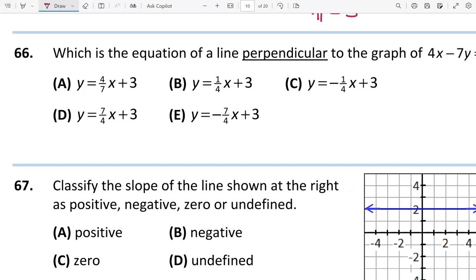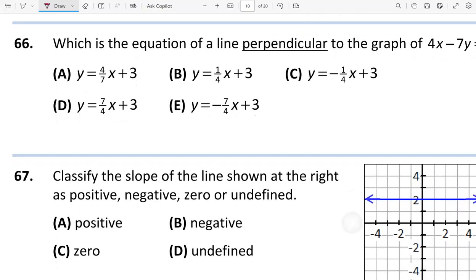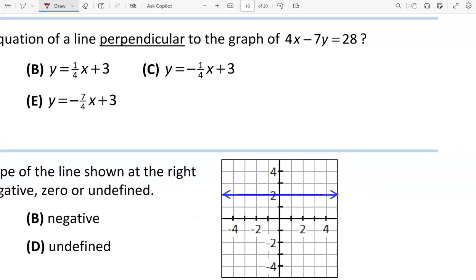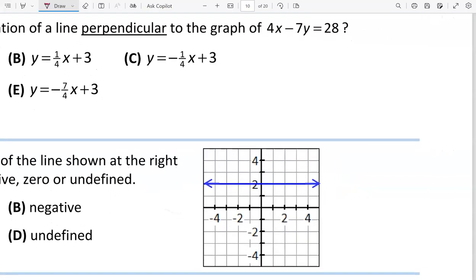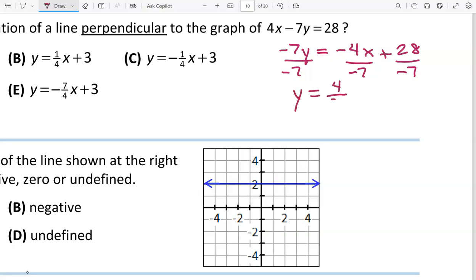In 66, we're asked for the equation of a line perpendicular to a given line. Perpendicular lines have opposite reciprocal slopes. So let's take the given line and let's move its equation into y equals mx plus b form. So subtract 4x from both sides, divide by -7, and we get y is equal to positive 4/7 x minus 4.